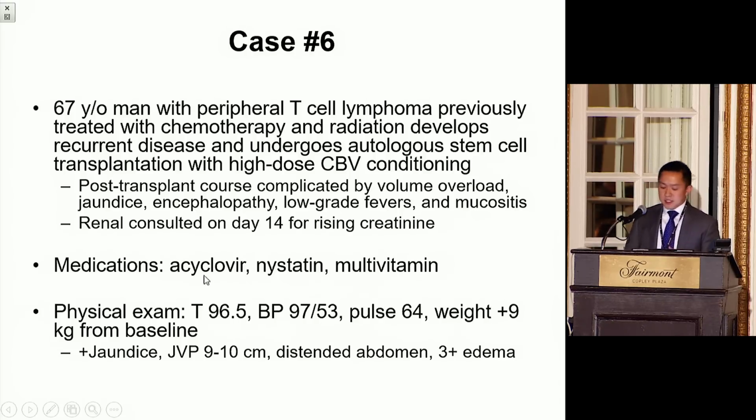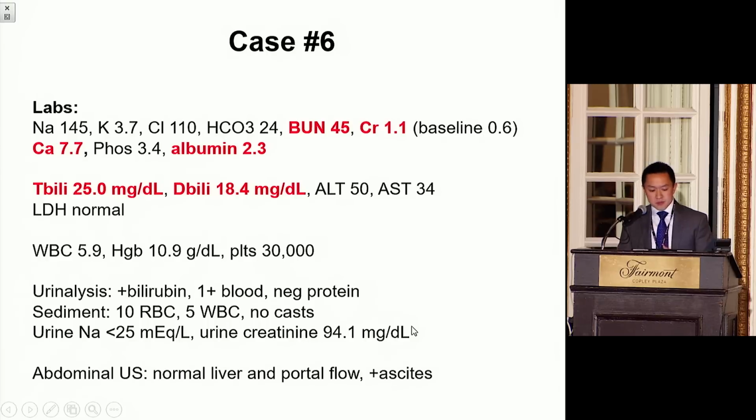Here are his medications. His exam is notable for kind of low normal blood pressure. He's gained 9 kilograms from baseline in a period of the last week and a half. He's jaundiced, his JVP is elevated, he has a distended abdomen, and he's very edematous. His labs show an elevated BUN. His creatinine's gone from 0.6 up to 1.1, so almost doubled. He's hypoalbuminemic. He's got a very, very high total bilirubin level. In most of this, it's conjugated bilirubin or direct bilirubin.